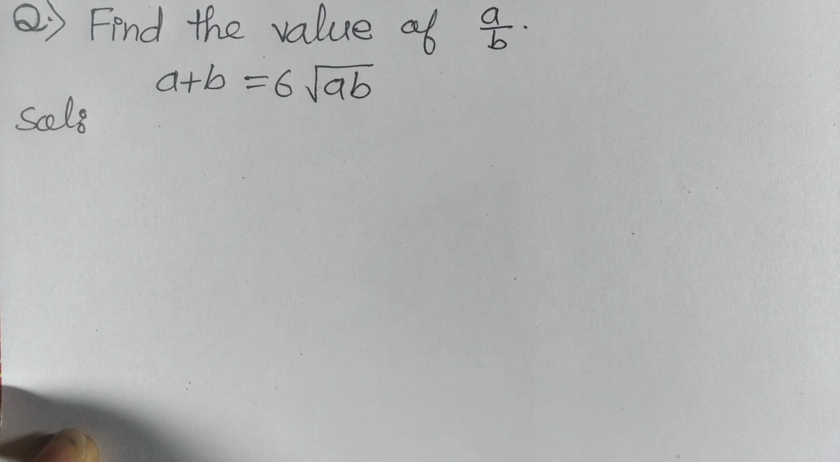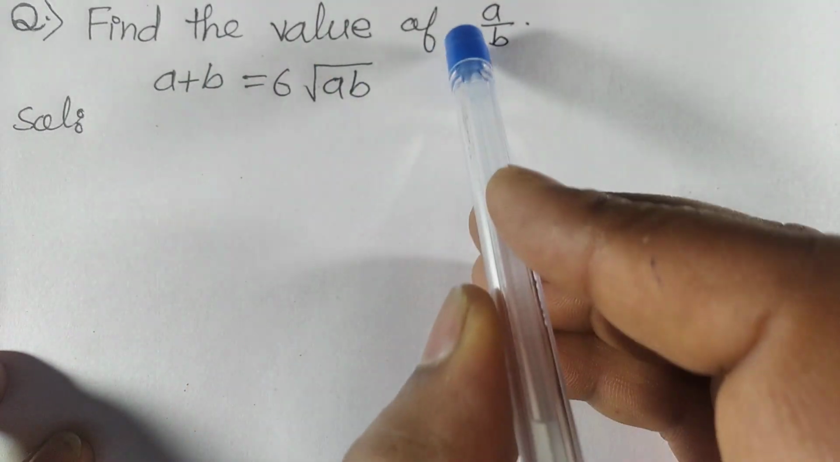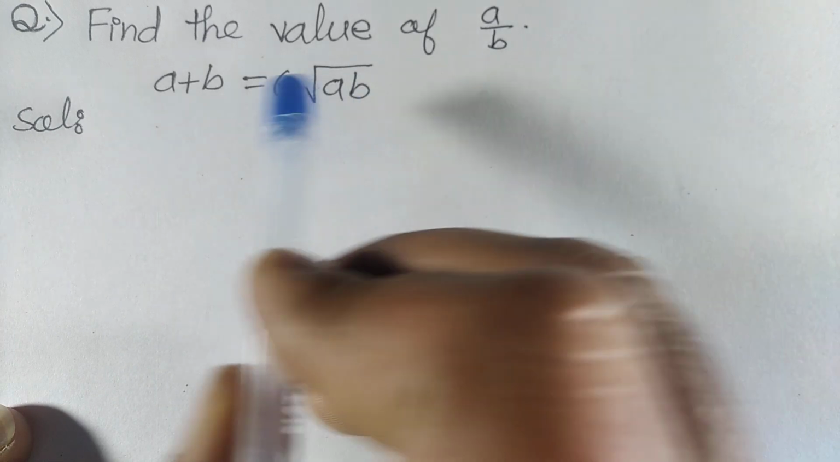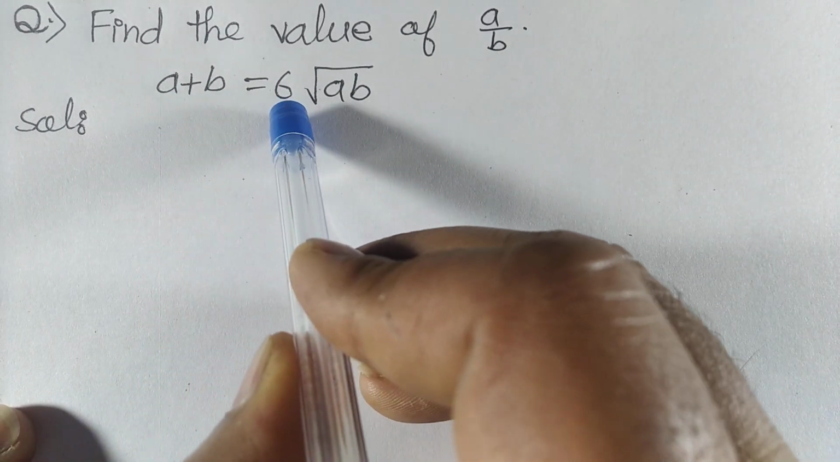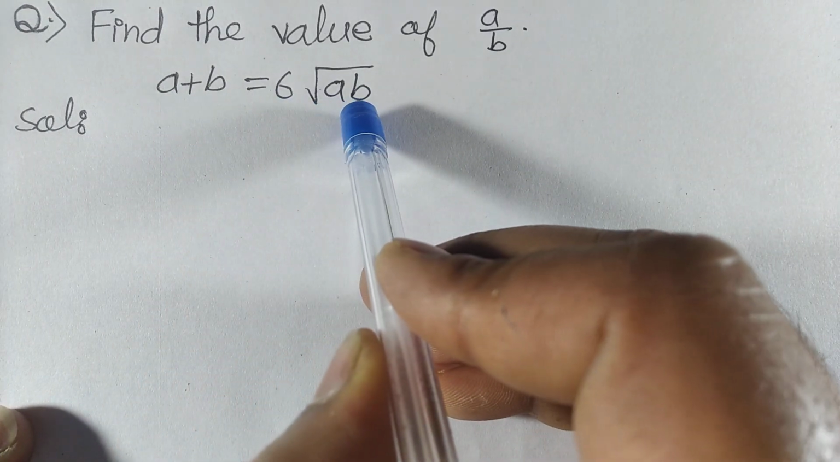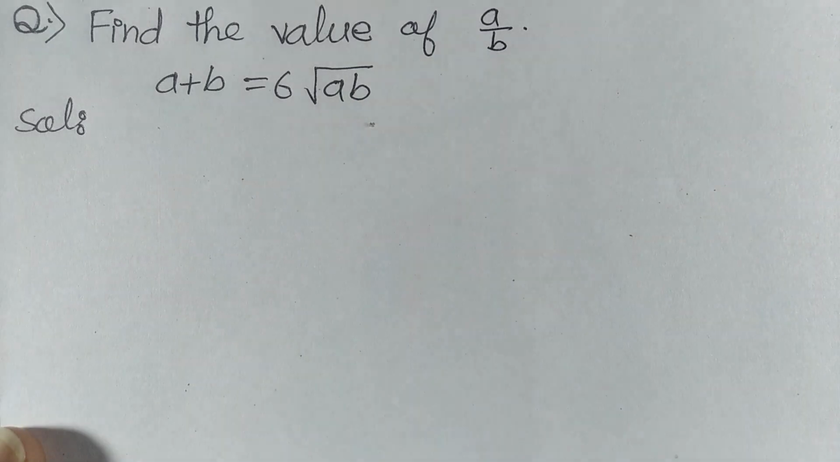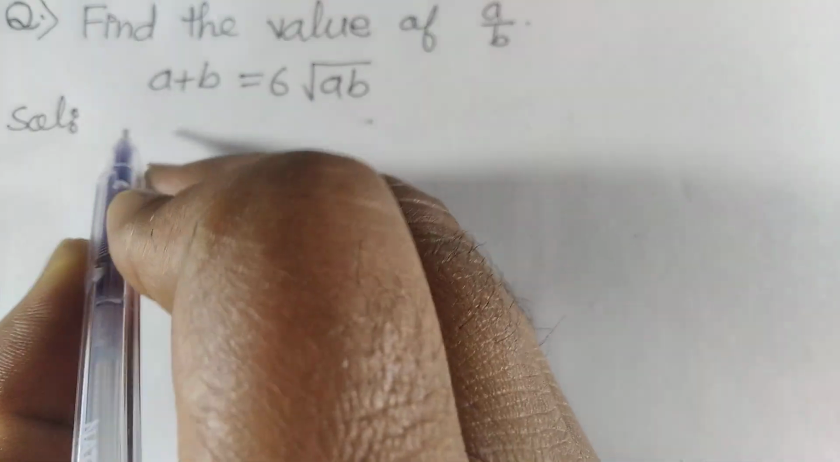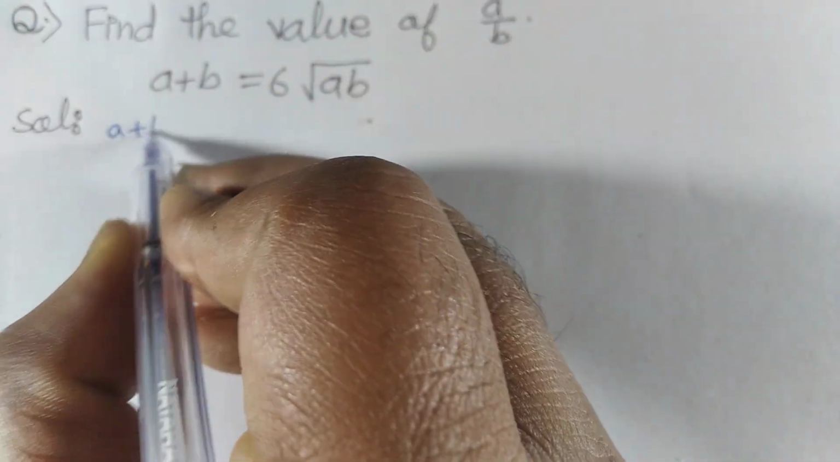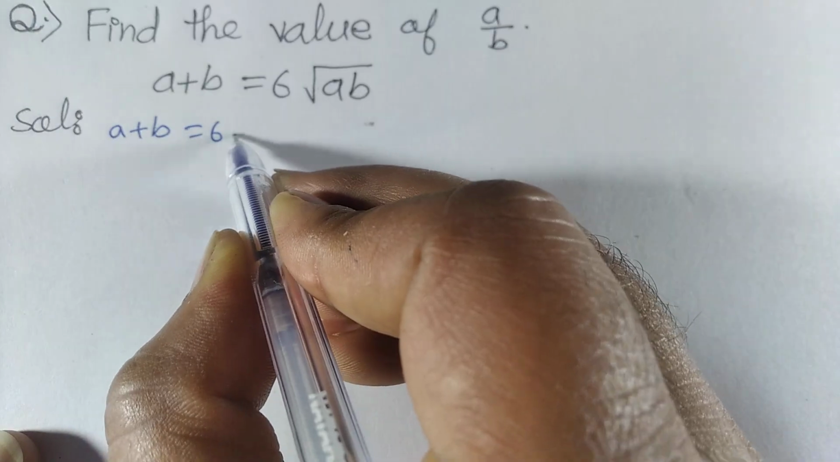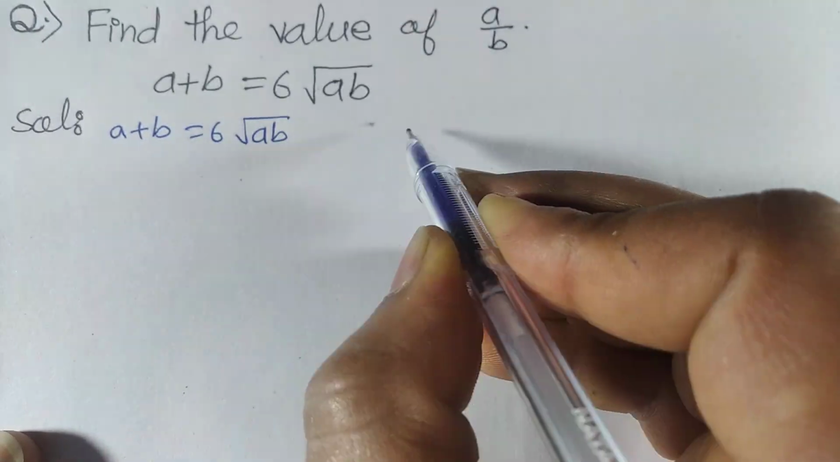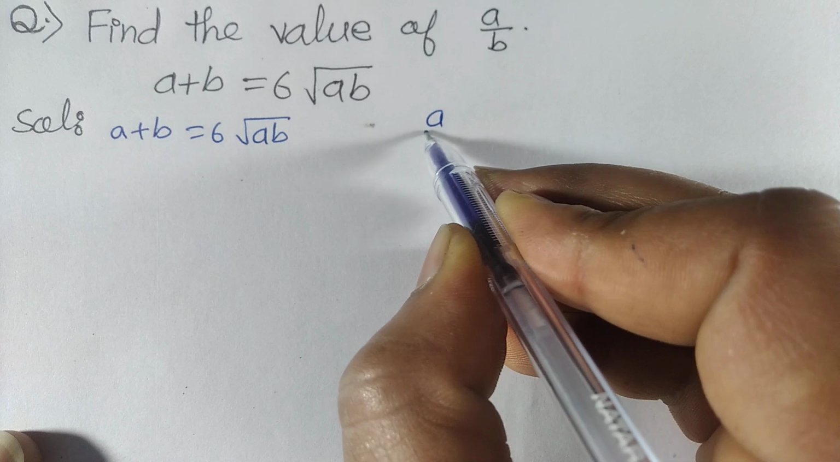Hello friends, our question is: find the value of a over b, from the expression a plus b is equal to 6 times the square root of ab. Now, on solving this problem, we have a plus b is equal to 6 times the square root of ab. We have to find the value of a over b.